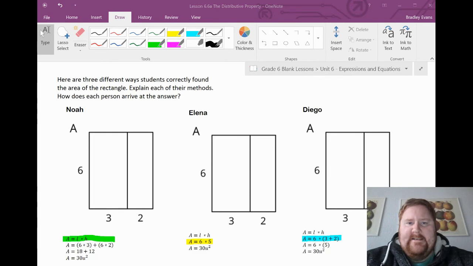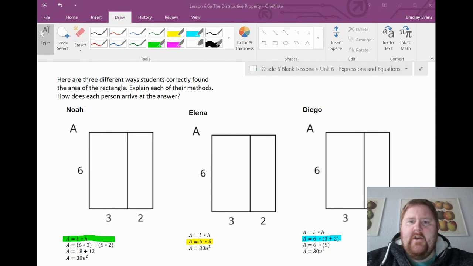So Noah, Elena, and Diego all also found the area of this rectangle, but they did it in three very different ways. What I would like you to do is stop and think, all right? Now observe also how each person solved the area of the rectangle. You can see Noah in the green, Eleanor in the yellow, and Diego in the blue. Pause here for as long as you need, and try to observe how each person is solving it. They each get the correct answer, 30 units squared. But how did they get there?